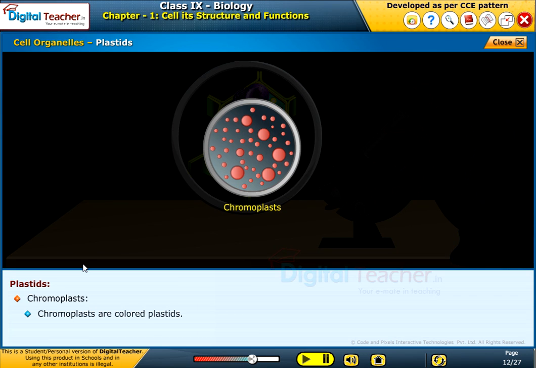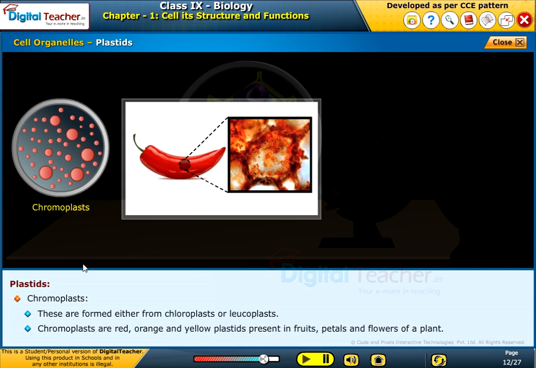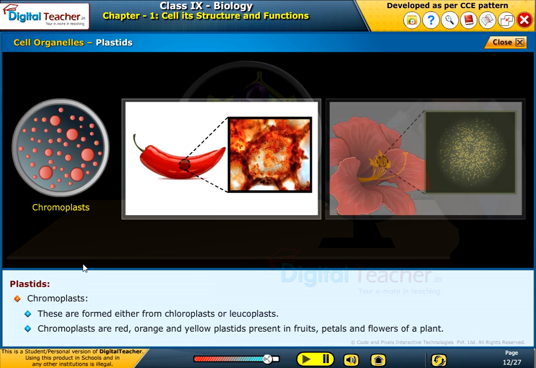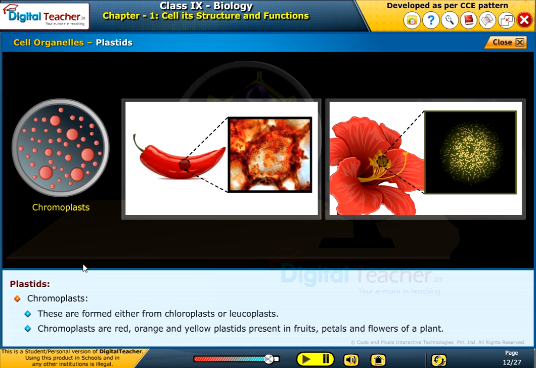Chromoplasts. Chromoplasts are colored plastids. Chromoplasts contain fat-soluble pigments. These are formed either from chloroplasts or leucoplasts. Chromoplasts are red, orange and yellow plastids present in fruits, petals and flowers of a plant.